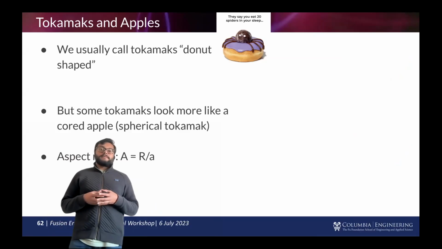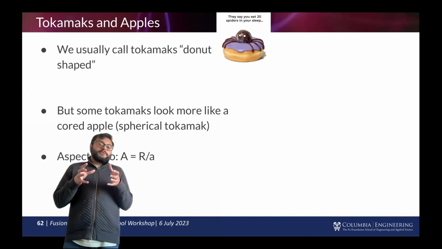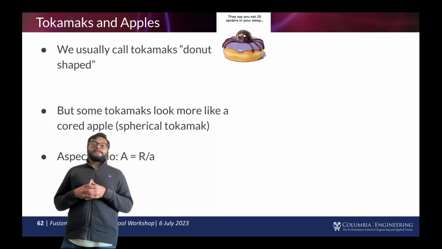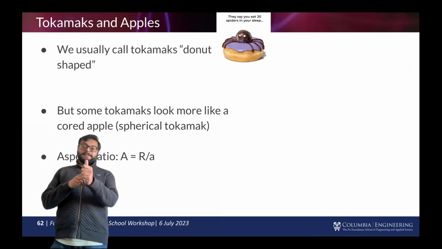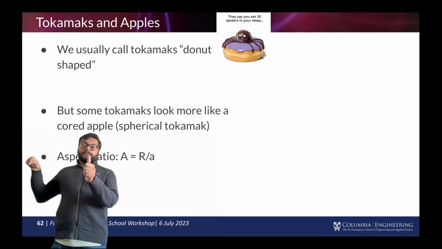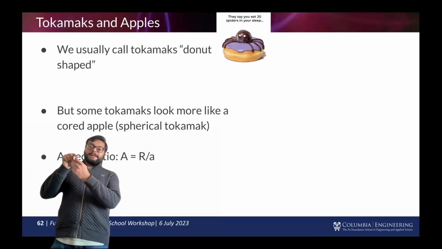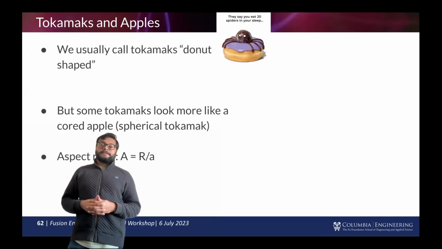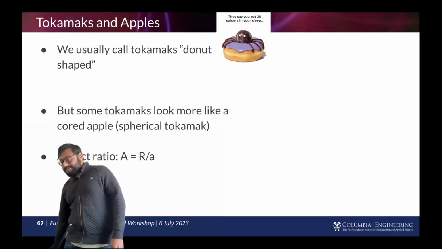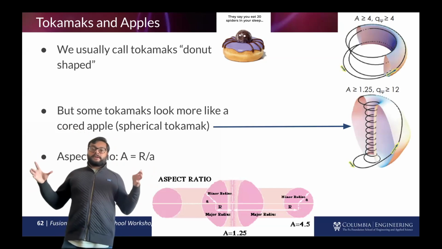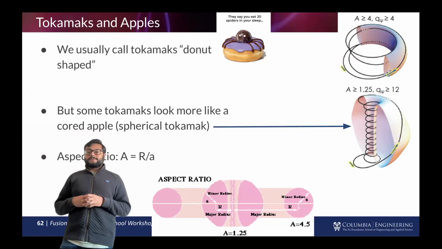So this brings up the point of how do we compare these larger donuts to these smaller donuts that are more like an apple. And so we use the aspect ratio, which is the major radius, so that's the distance from the center of the donut out to the magnetic axis, versus the minor radius, which is the magnetic axis out to the wall. And so this ratio will essentially give us how compact or not compact the tokamak is. So you'll see that really large donuts have very high aspect ratios, and these more compact, apple-like tokamaks have small aspect ratios.